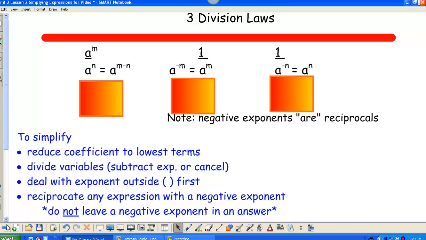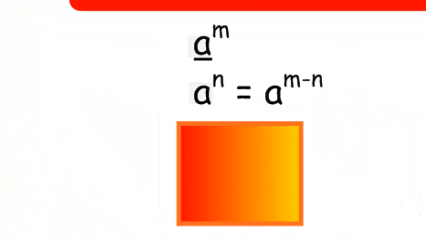Now let's talk about our division laws. Our first division law is if I have the same base, I have a to the m over a to the nth, so different exponents, and the operation between them is division. I'm allowed to write the base once and subtract the exponents. So you have that relationship of multiplication and addition going together and division and subtraction going together.